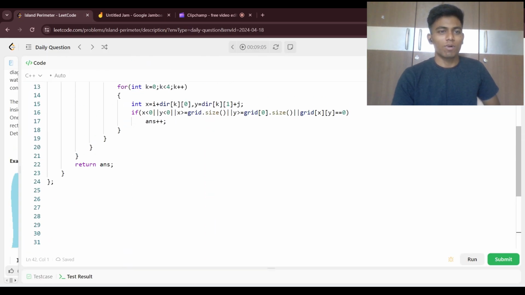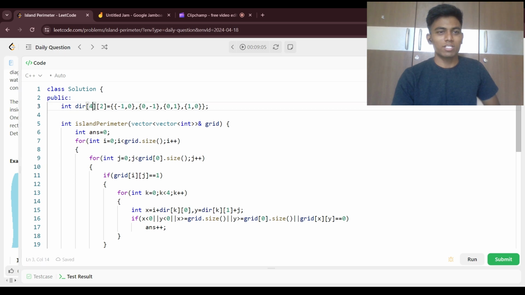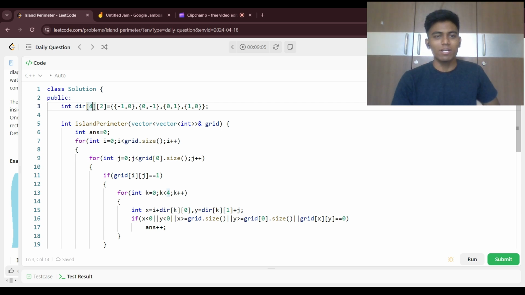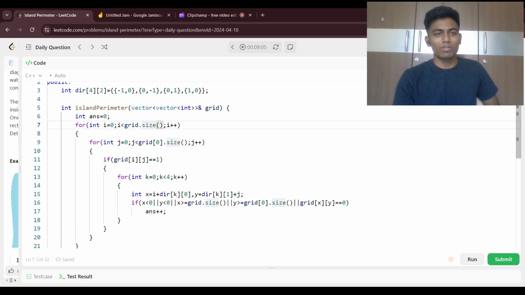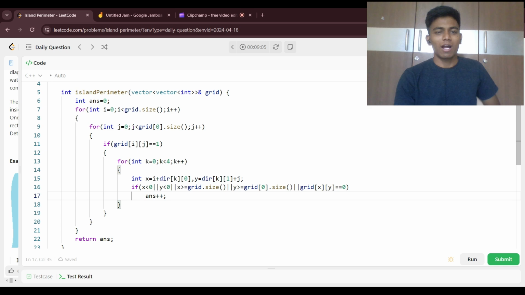What we are going to do is take four directions: left side, right side, upside, and downside. Then we'll travel through each row present in this grid, and then travel through each column. Whenever grid of i j equals 1, that means this is land. For this land, we are going to consider four conditions, and check whether it meets the boundary conditions or grid of x y equals 0. Then we are going to increase the perimeter, and at last we are going to return the answer.